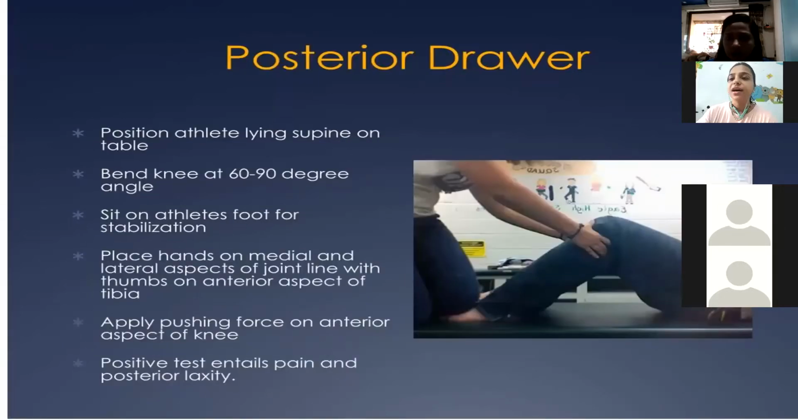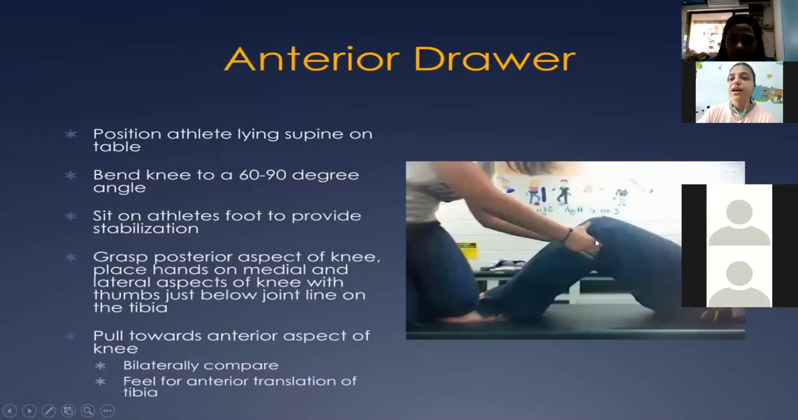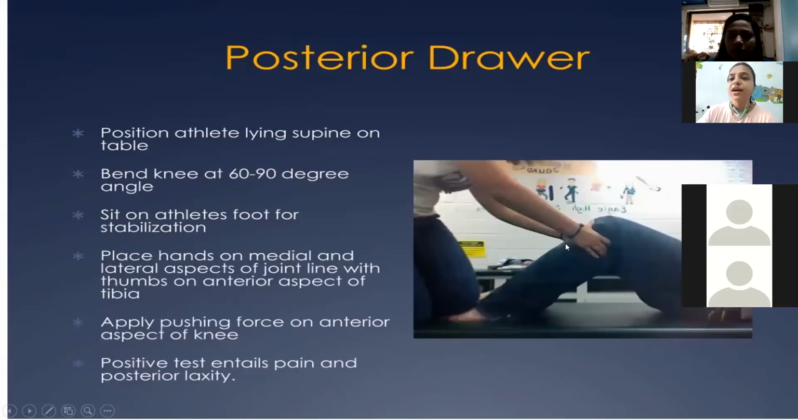Now in the posterior drawer test, the position of the patient is similar to what we did in the anterior drawer test. The only difference is that we have to apply pressure force on the anterior aspect of the knee joint. In the anterior drawer test, we pull the anterior aspect of the knee. But in the posterior drawer test, we apply the pressure force on the anterior aspect of the knee. Again, check for positivity, that is, pain and positive laxity.